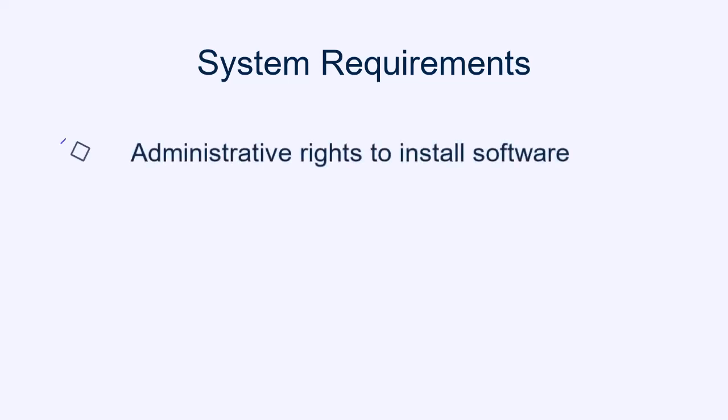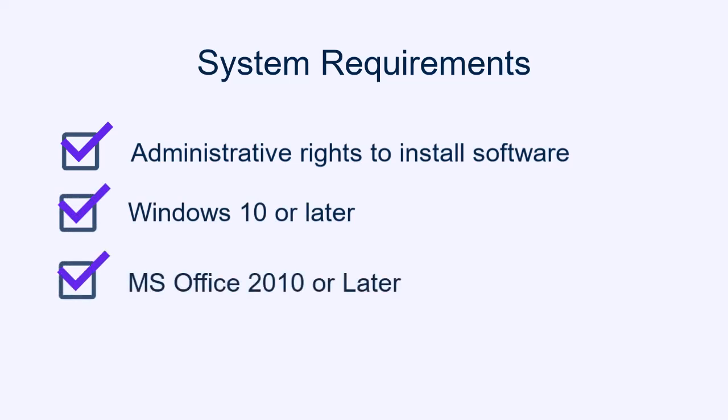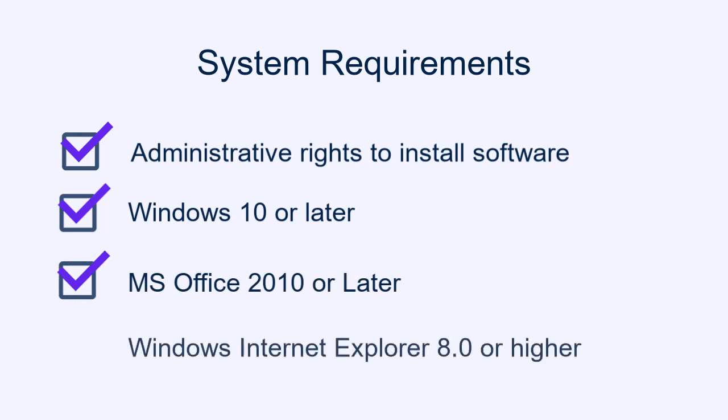Before we begin installing CommonLook Office, let's make sure you have the necessary system requirements. You will need at least enough admin rights to be able to install the software. On your machine, you will need Windows 10 or later, Microsoft Office 2010 or later, at least Word and PowerPoint, and Windows Internet Explorer version 8.0 or higher. Of course, we always recommend using the most up-to-date versions of software.